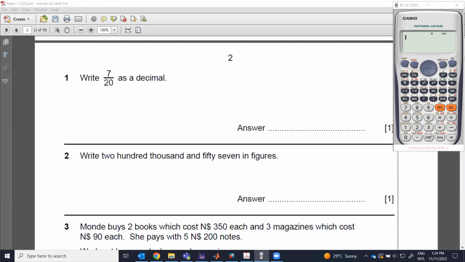Question 1, write 7/20 as a decimal. So this you can just do on your calculator, 7/20. Then to change it from a fraction to a decimal, we press this button here, and we get 0.35.